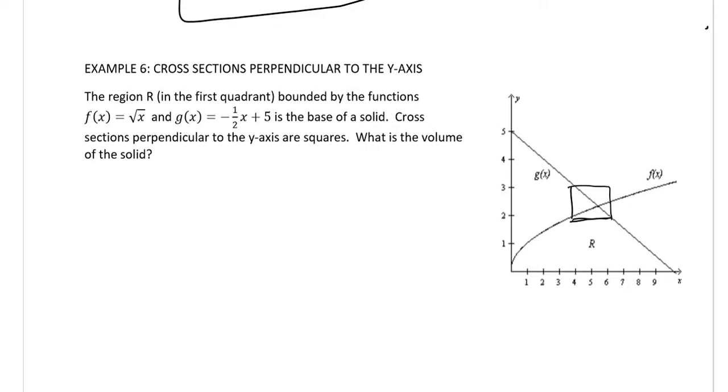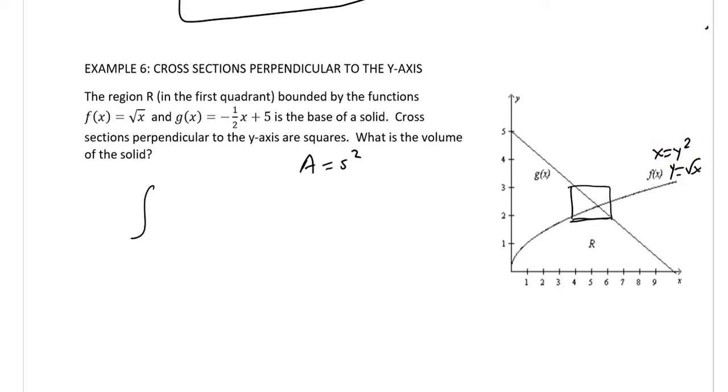Well, you know the area of a square is side squared. So it's going to be the integral of that. But we have to do it perpendicular to the y-axis. So we have to have these functions solved for x. This one's y equals the square root of x, so then x equals y squared. We have to have them solved for x.